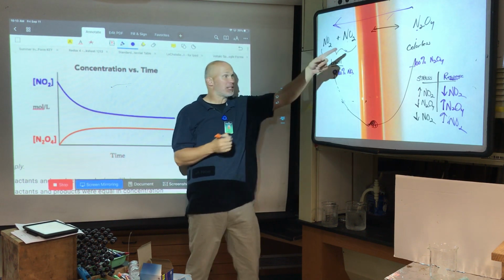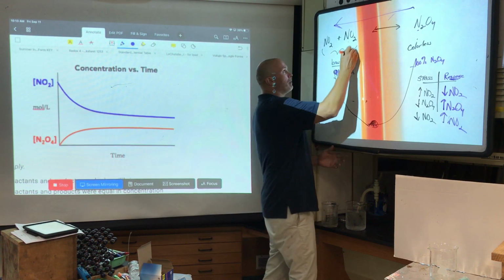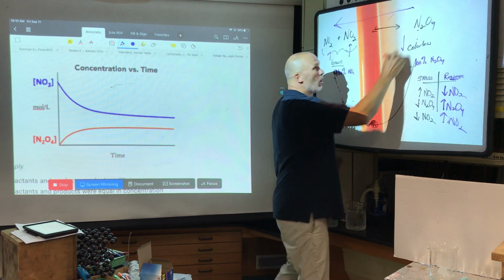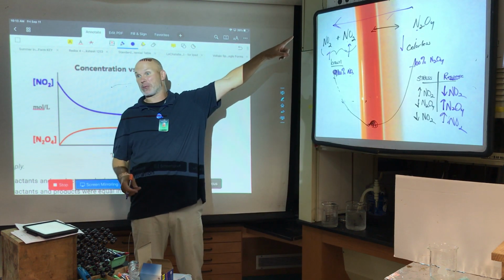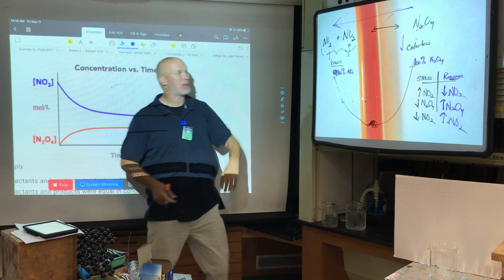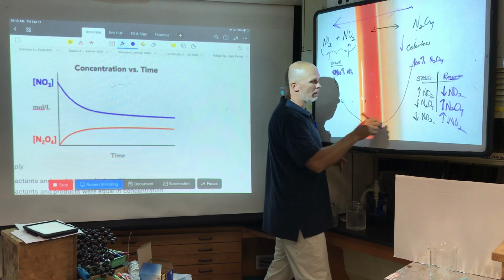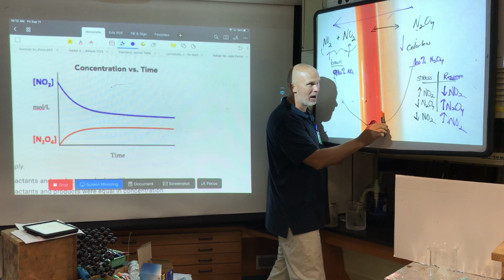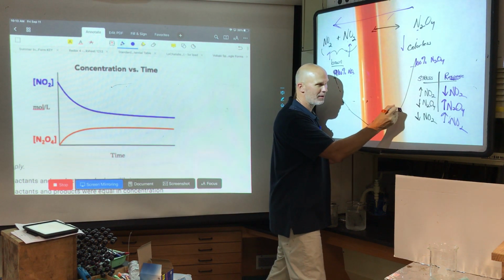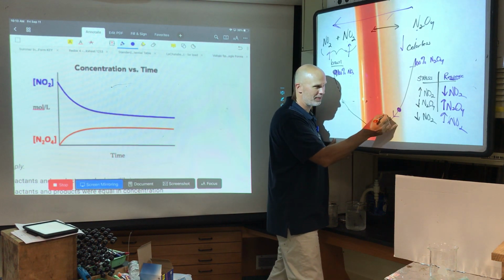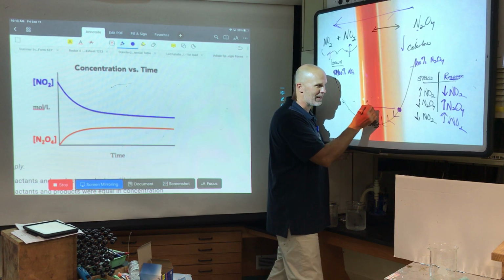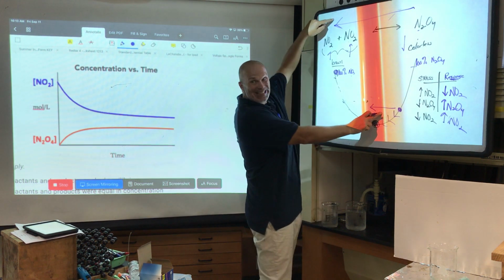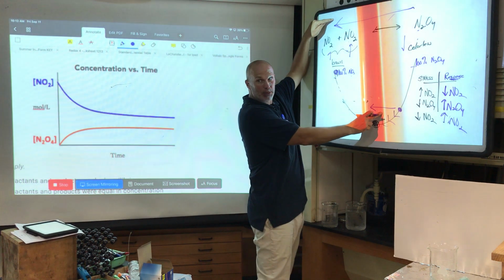Now, it's going to shift to the left because you're going to make more of this, right? And use up. Whoa! That makes the reverse more spontaneous. What just happened here? I lowered NO2. Uh-oh. By lowering NO2, isn't there going to be a higher percentage N2O4? How's this reaction work now? It's going to be more spontaneous in reverse. That is that. This is Le Chatelier's principle.